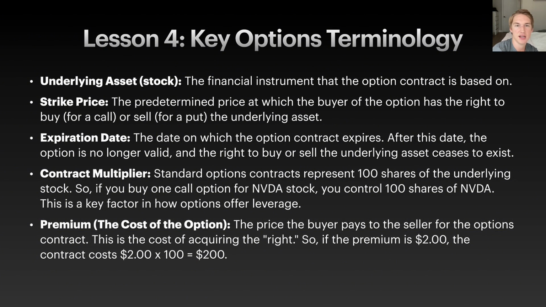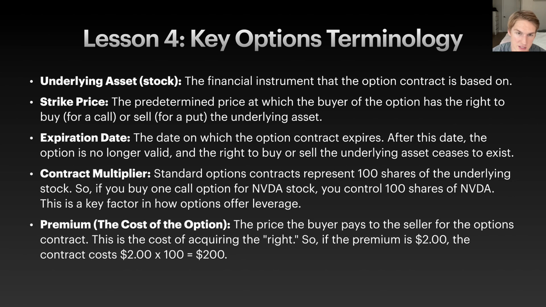Expiration date, the date on which the option contract expires. After this date, the option is no longer valid and the right to buy or sell the underlying asset ceases to exist. So the expiration date is when the option contract is gone, it is forever gone, and that is the date that it will expire.